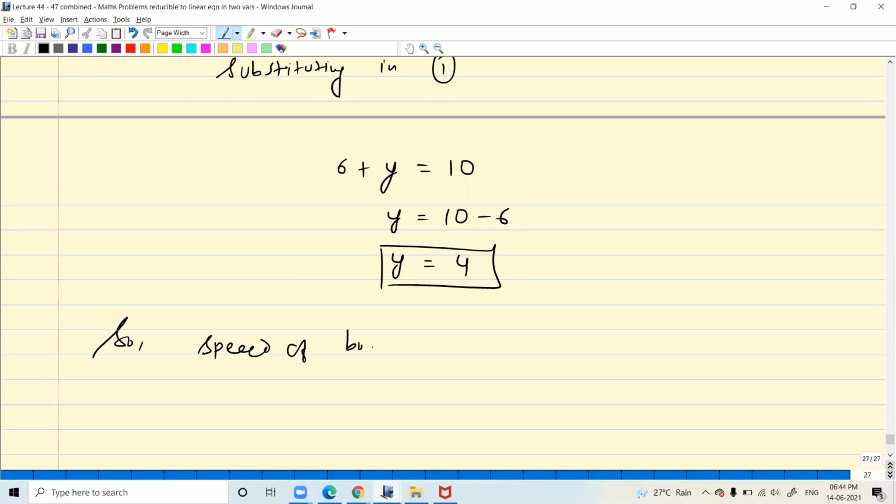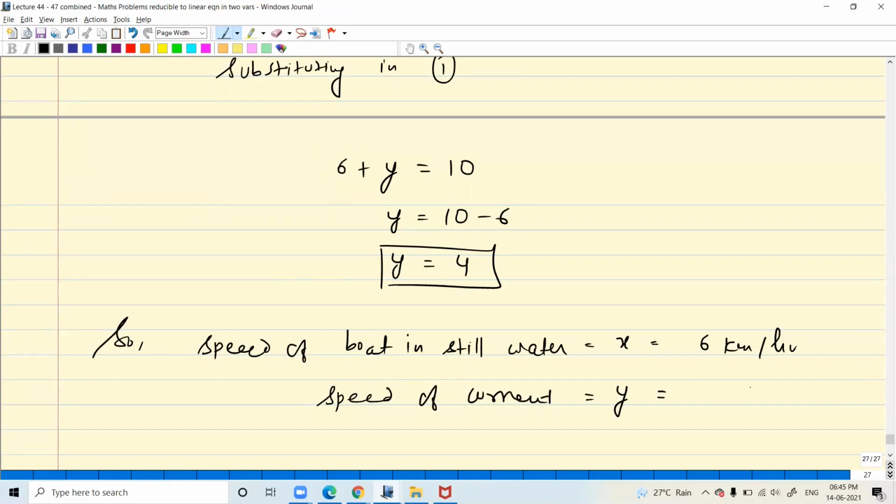Speed of boat in still water is x, that is 6 kilometers per hour. Speed of current is y, which is 4 kilometers per hour.